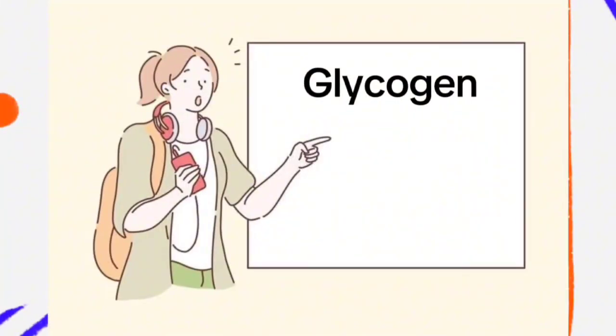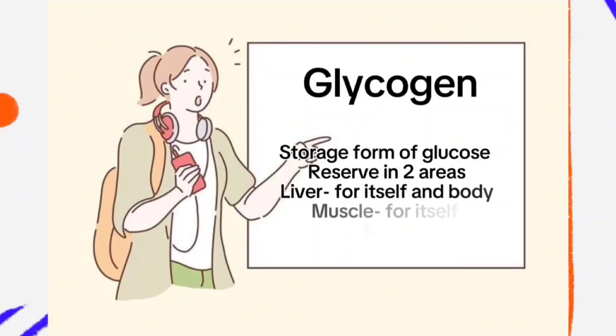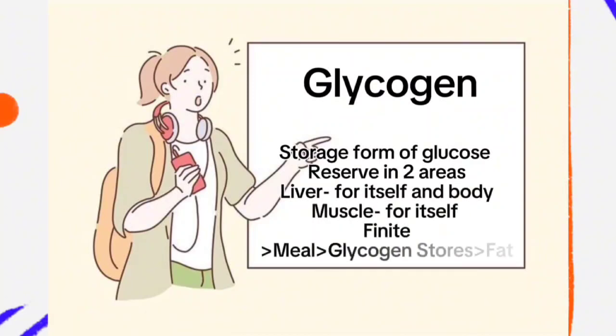Let's explore how glycogen functions as an energy reserve in our bodies. Glycogen serves as a storage form for glucose, primarily located in the liver and muscles. While liver glycogen caters to the needs of both itself and the body, muscle glycogen is exclusively available for muscle use. It's important to recall that glycogen stores have a limit.